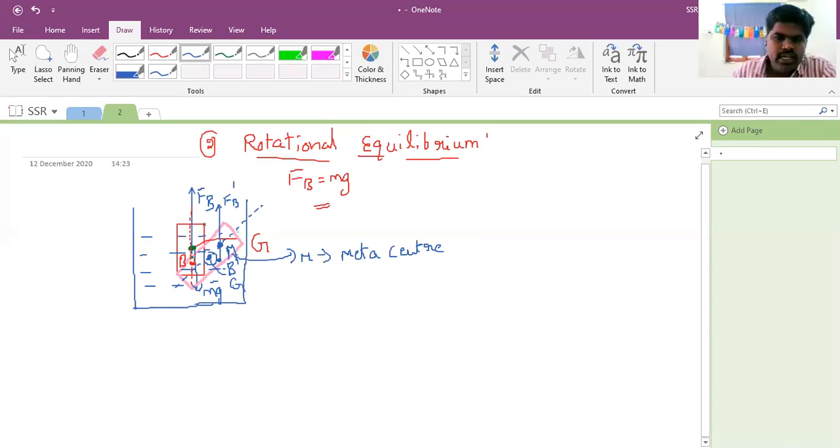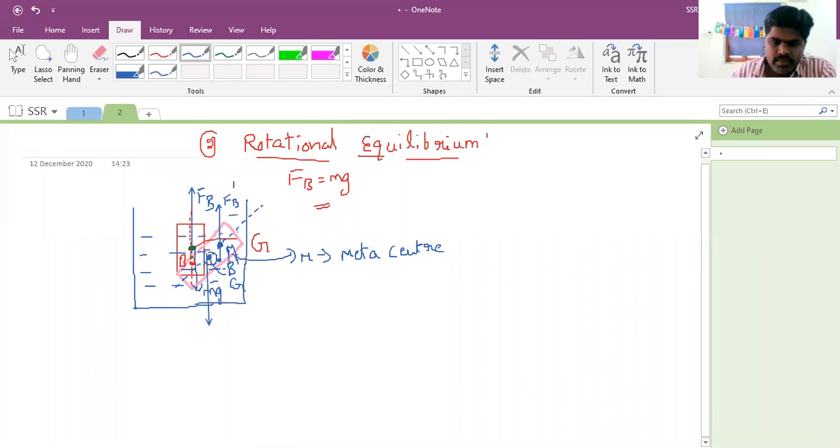From the G center, force acts vertically downward, mg. And from B and meta center, along the same vertical line, because M is the intersection point I have taken, the force FB dash acts vertically upward.